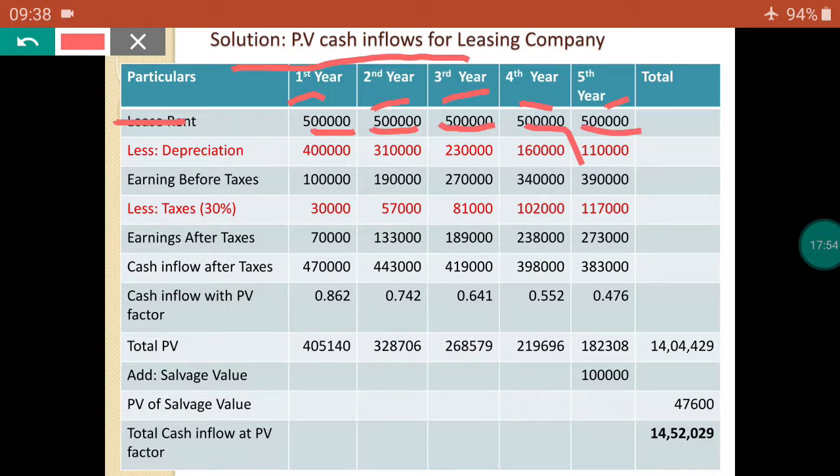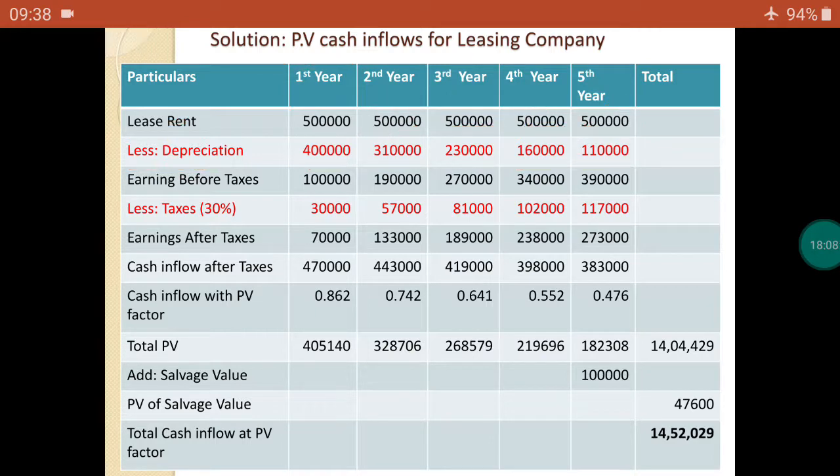Next, depreciation they are providing. The first year is 4 lakh, second year 3 lakh 10,000, third year 2 lakh 30,000, fourth year 1 lakh 60,000, and fifth year 1 lakh 10,000. After depreciation you should calculate EBT. Lease rent minus depreciation, you can get EBT. It means here 5 lakh lease rent minus depreciation 4 lakh, and you can get 1 lakh rupees EBT. Next, same second year 5 lakh rent, depreciation is 3 lakh 10,000 rupees, you can get 1 lakh 90,000.